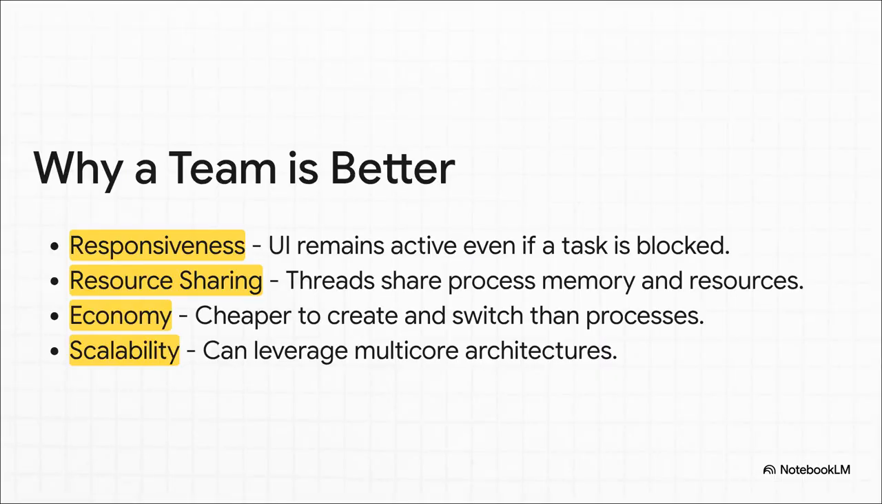So why is this team approach so much better? Well, first off, you get responsiveness. If one worker gets stuck on a hard task, the rest of the team keeps things moving. The app doesn't freeze. Then there's resource sharing. The whole team uses the same office and tools, which is just way more efficient. It's also about economy. Hiring a new team member, creating a thread, is so much cheaper and faster than starting a whole new project. And finally, you get scalability. A bigger team can handle way more work, and you can take full advantage of modern multi-core processors by giving different tasks to different workers at the same time.